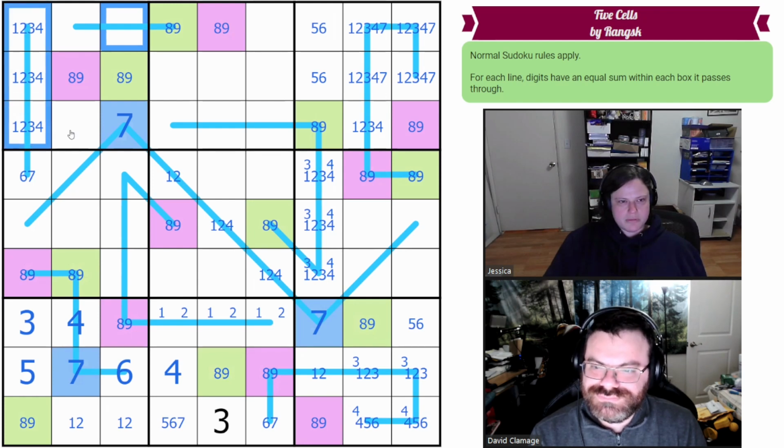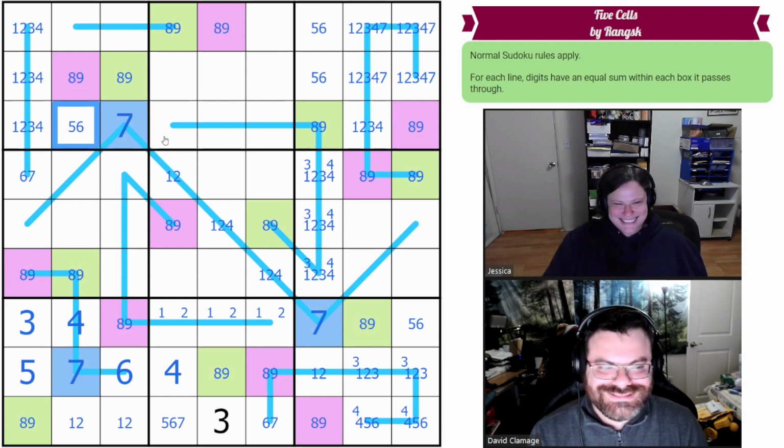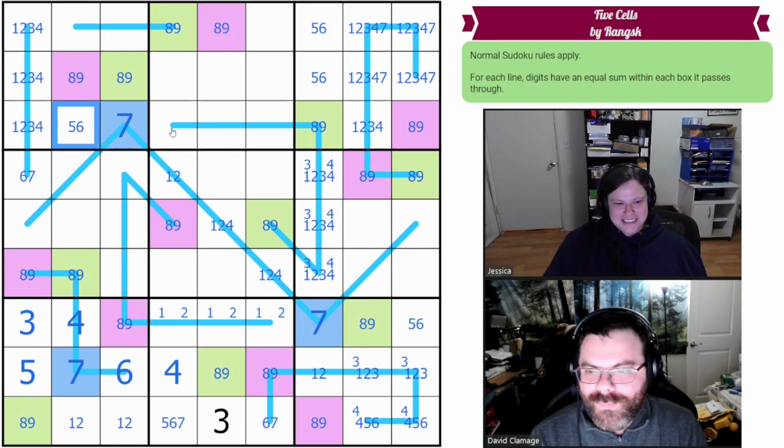No, I was thinking about 5 and 6. Oh, I see. So this is 5 or 6, I think. Yeah, because you can't put both 5 and 6 on the top line. I was getting there. I'm just explaining to the viewer. Yes, of course.